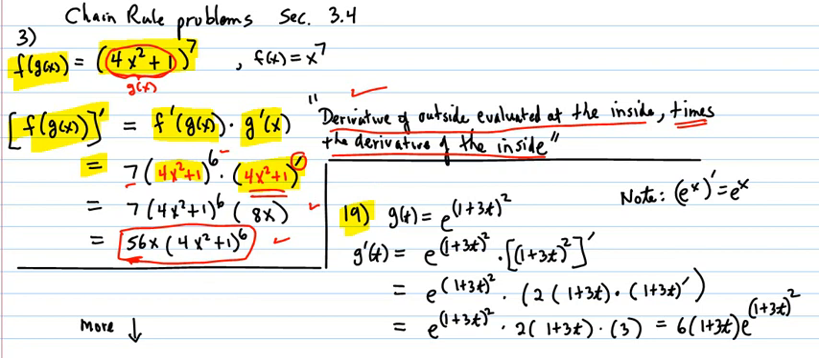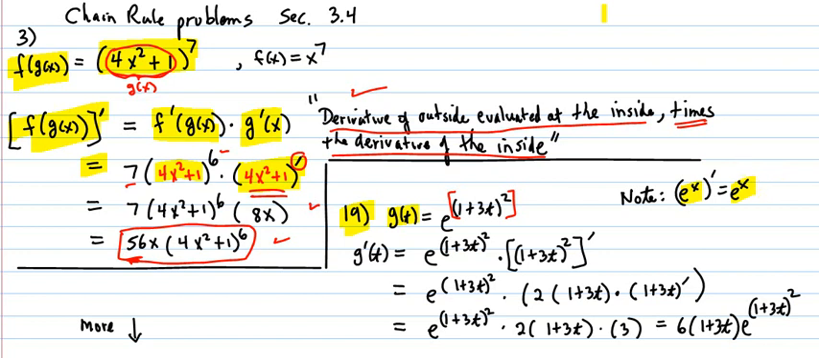Going to number 19 here. g of t equals e to the 1 plus 3t squared. So we're actually looking at this like this. The exponent is this entire part up here. That's the way you read it. So we note that the derivative of e to the x in general is just e to the x.